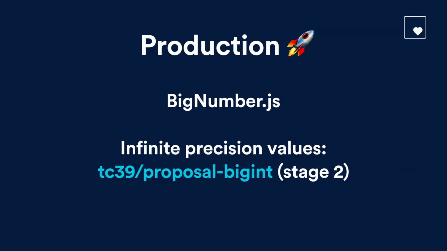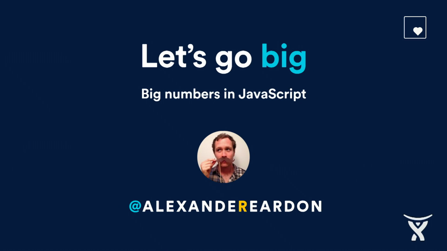If you do want to use big numbers in production, there is a library, you can kind of use that. Also, if you are interested, they're looking at putting infinite precision integers into JavaScript. There's a stage 2 proposal kind of on GitHub. You can check that out. Great. Thanks, everyone.